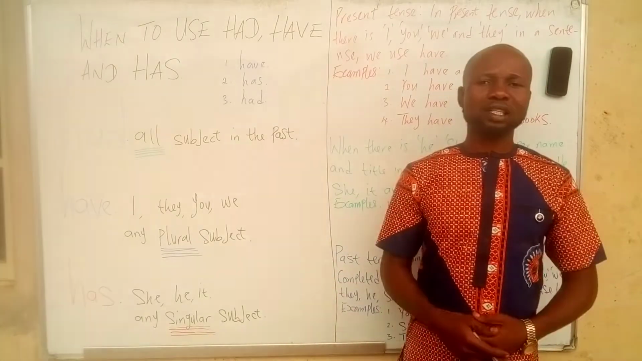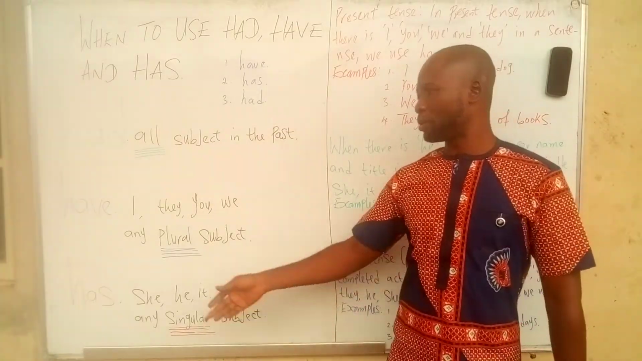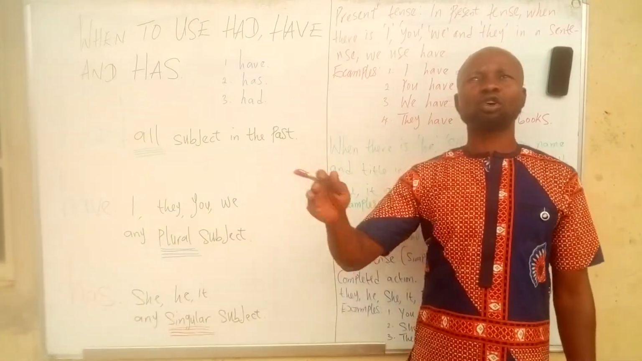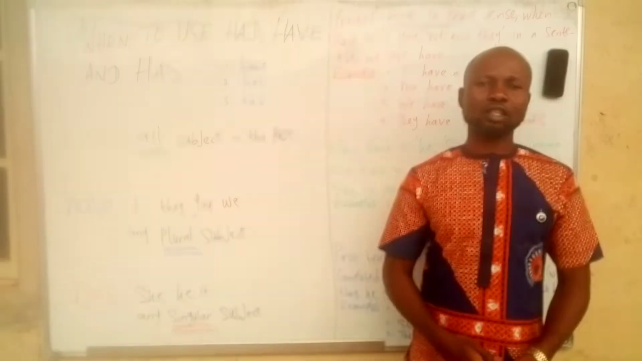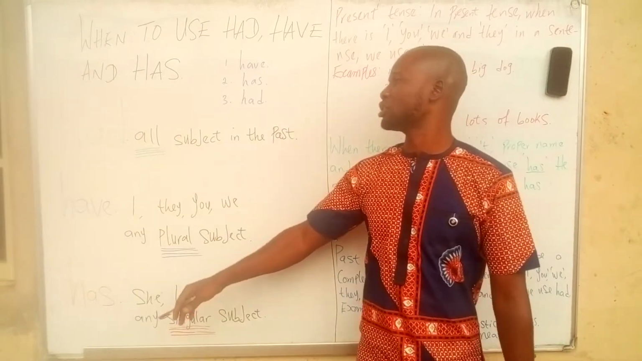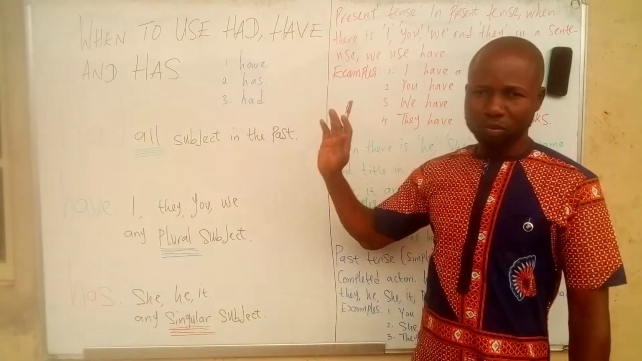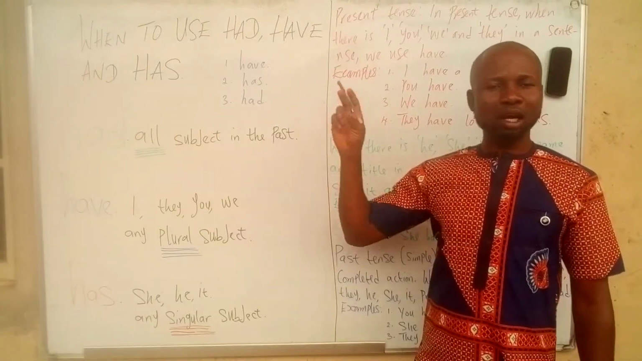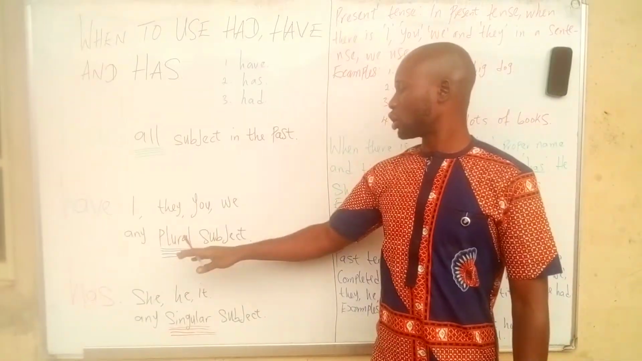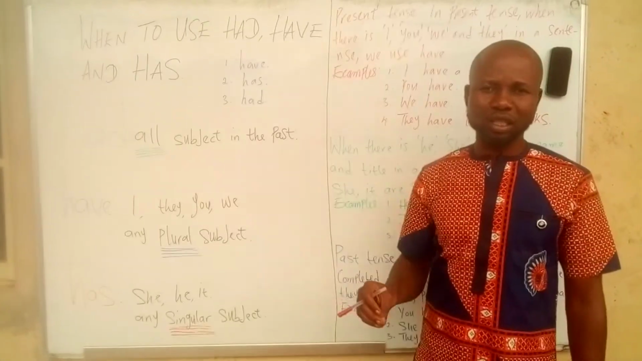So once the subject is plural, the verb must be plural. But remember, this is an auxiliary verb. Therefore, that is what we call subject-verb agreement, concord and agreement. So let's proceed to the last one. Please master these rules. Had, we use it in all subjects that are in the past, whether singular or plural. Then have, for plural subjects, plural subjects, plural subjects.